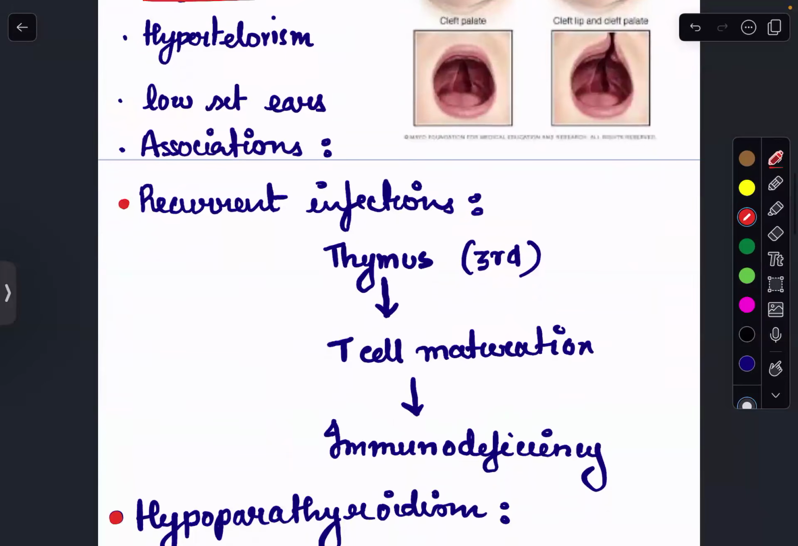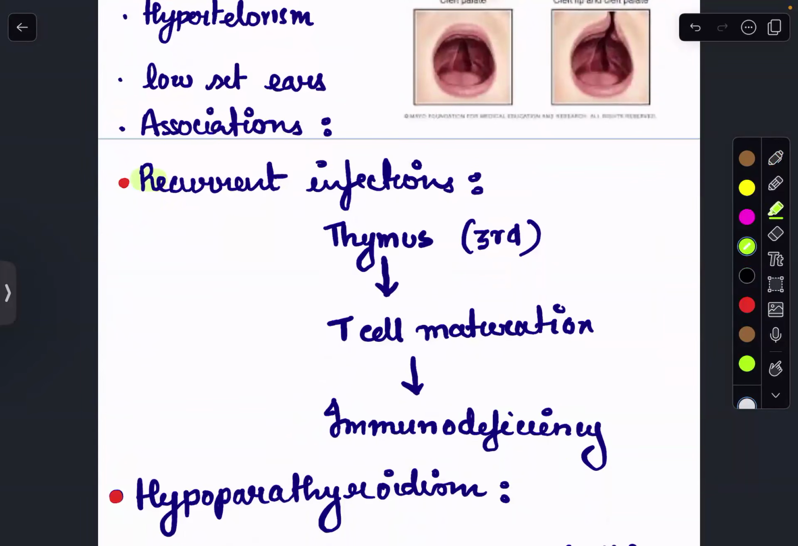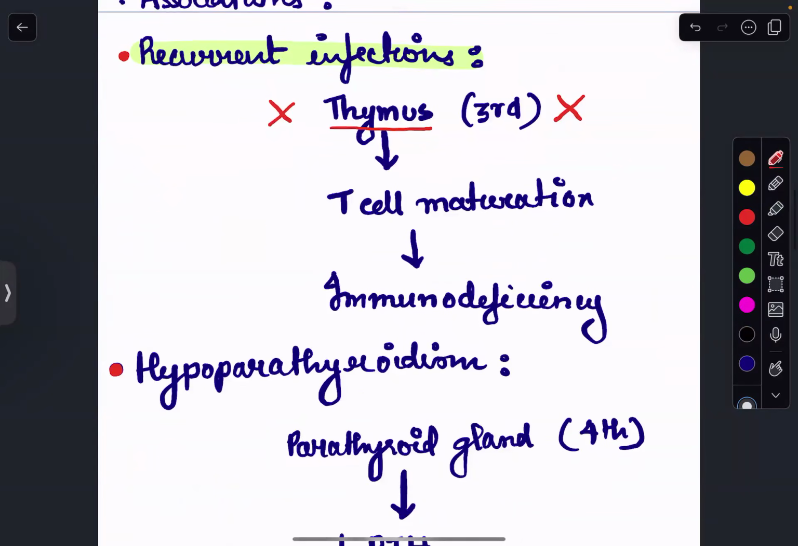Along with that, you will see there is history of recurrent infection. Now let us study why there is history of recurrent infection. We did study, right? Due to failure of development of the third pharyngeal pouch, the thymus will not be developed. So there is thymic aplasia. And thymus is the organ where T cell maturation takes place. Since thymus is not developed, there will be no maturation of the T lymphocytes. As a result, it will lead to T cell deficiency, ultimately leading to immunodeficiency.